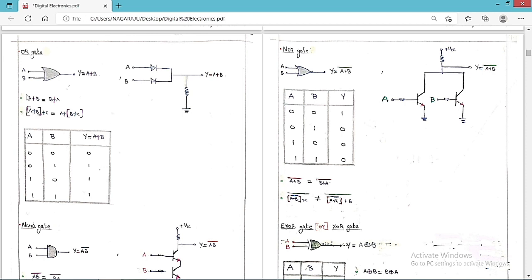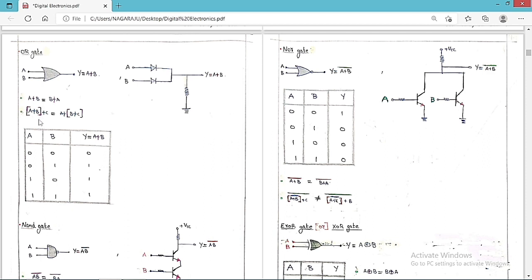Now here A plus B is always equal to B plus A. Even if we interchange the inputs, the same result we are going to get. So A plus B is equal to B plus A. This is called the commutative property, and this is basically the OR gate.